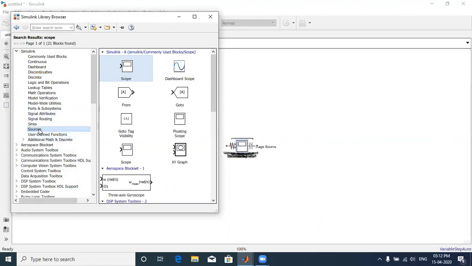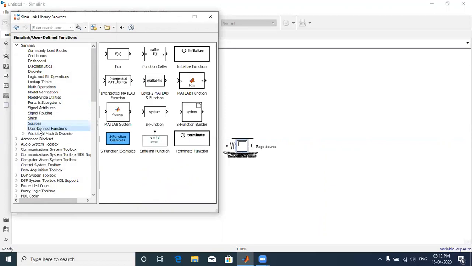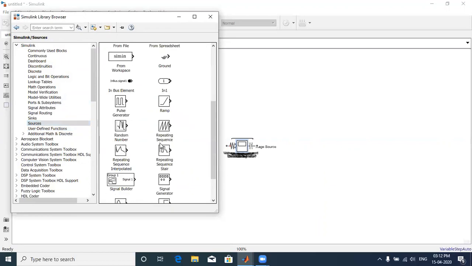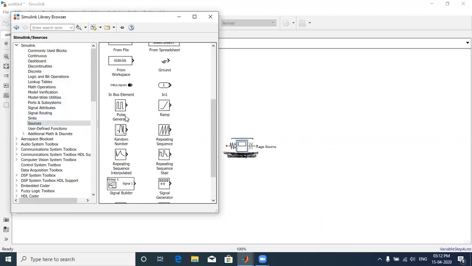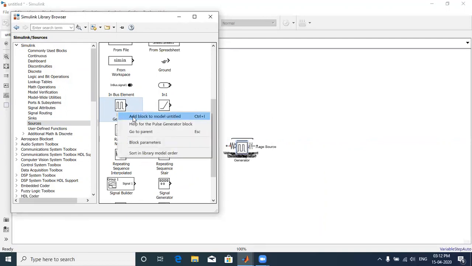And one thing is we have to fire these thyristors at different values of alpha. So go into this Simulink sources, you will find the pulse generator. This will generate the firing pulses. So there are two thyristors, so I will require two pulse generators. So I have placed them.